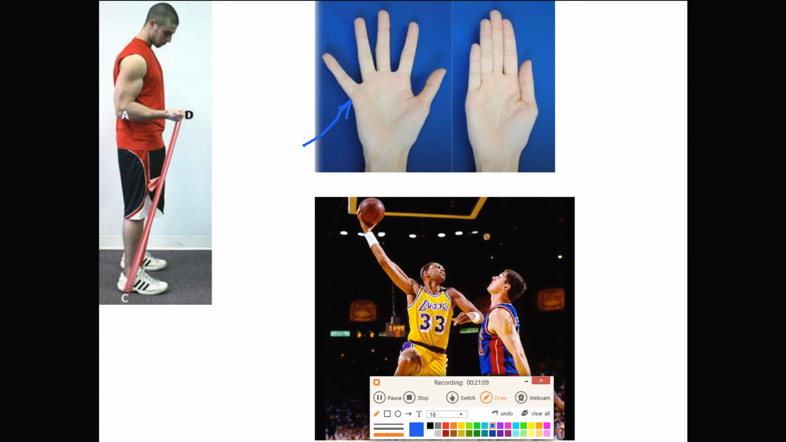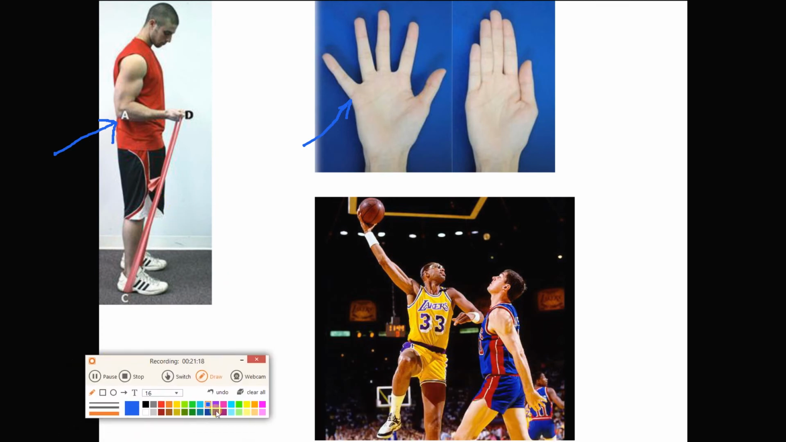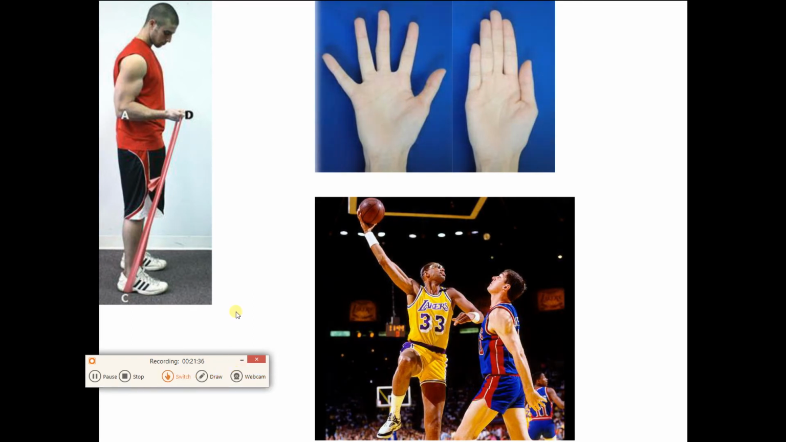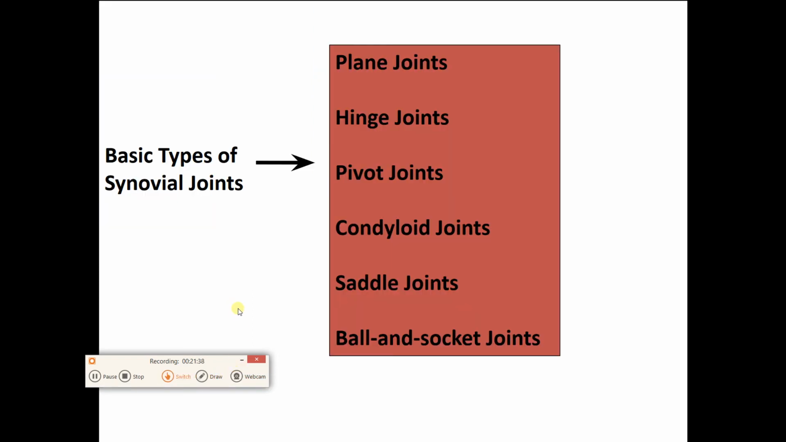So both sagittal and frontal. Your elbow joint is only moving in the sagittal plane, so it is uniaxial. Your hip joint and your shoulder joint are tri or multiaxial because you can move those in all three planes. Okay, good stuff. Now let's talk about the structural types of synovial joints.